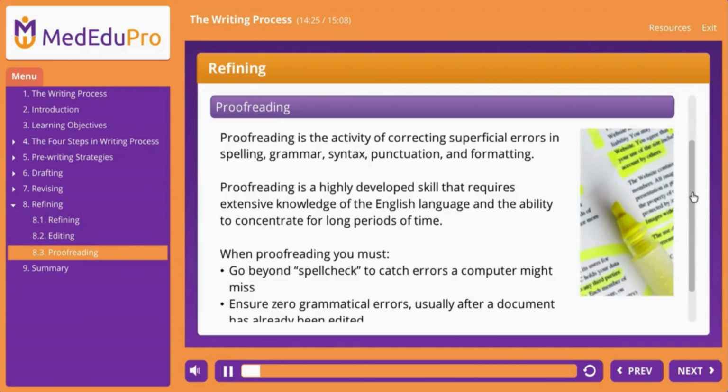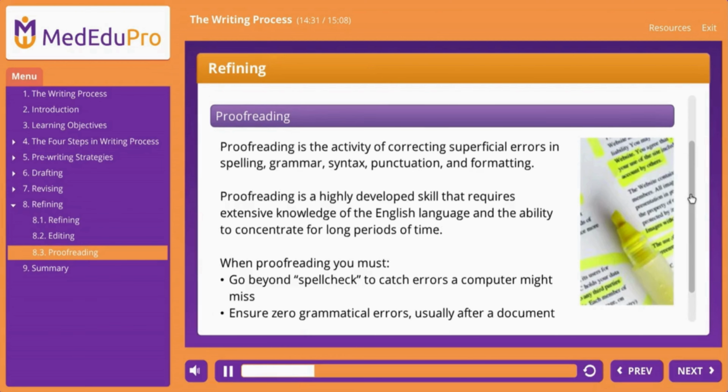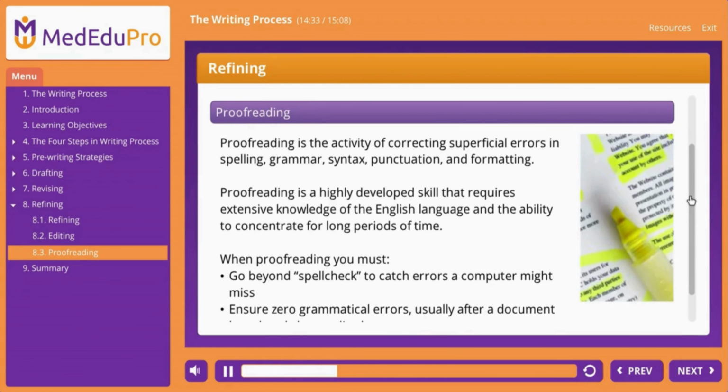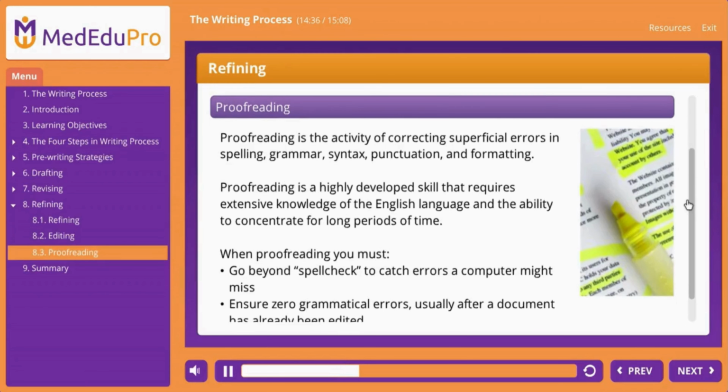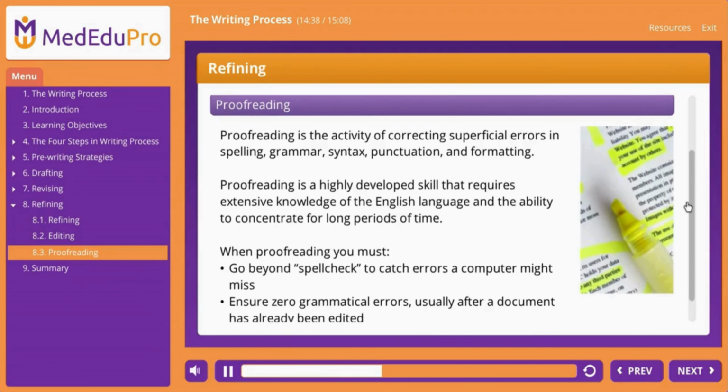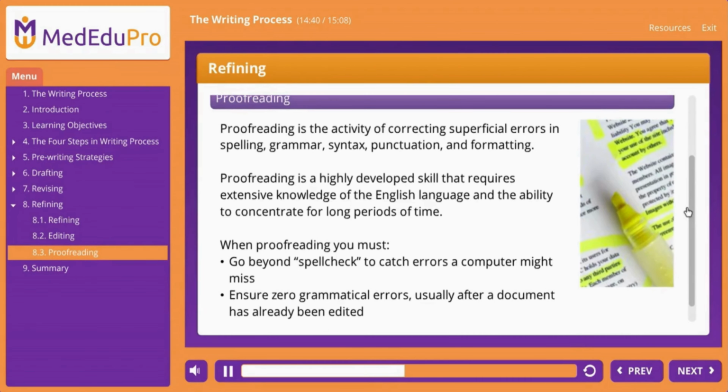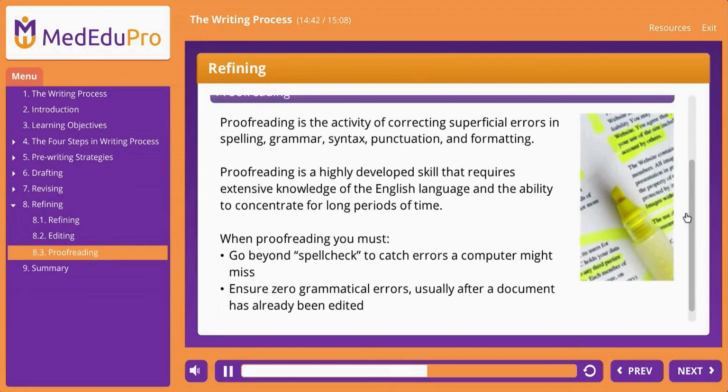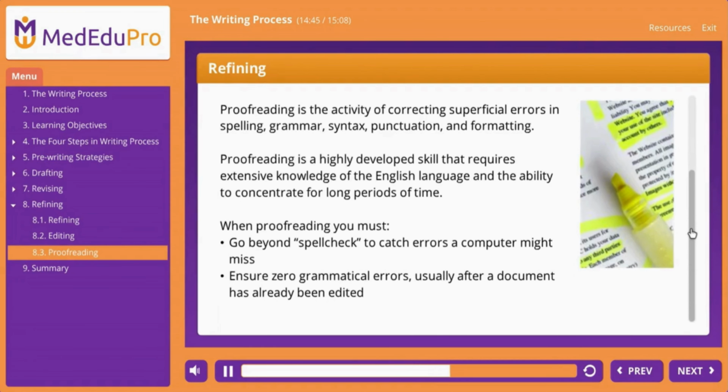Proofreading is the activity of correcting superficial errors in spelling, grammar, syntax, punctuation, and formatting. Proofreading is a highly developed skill that requires extensive knowledge of the English language and the ability to concentrate for long periods of time. When proofreading, you must go beyond spell check to catch errors a computer might miss. Ensure zero grammatical errors, usually after a document has already been edited.